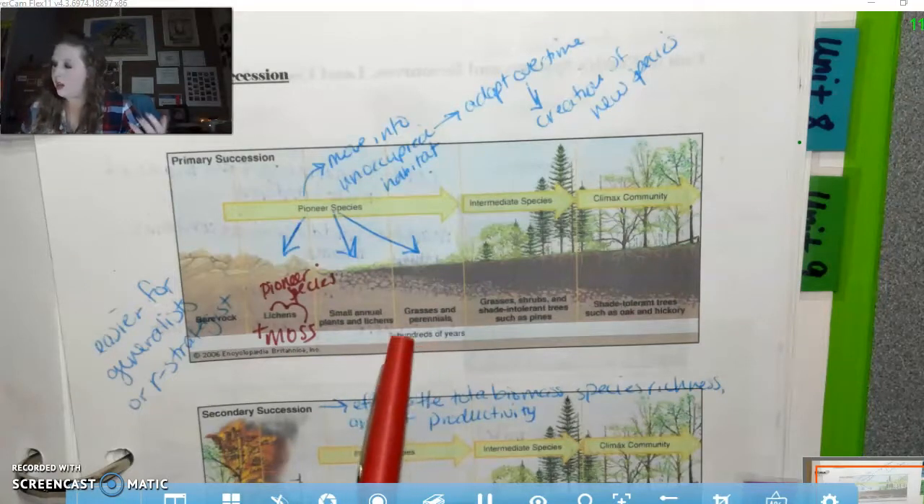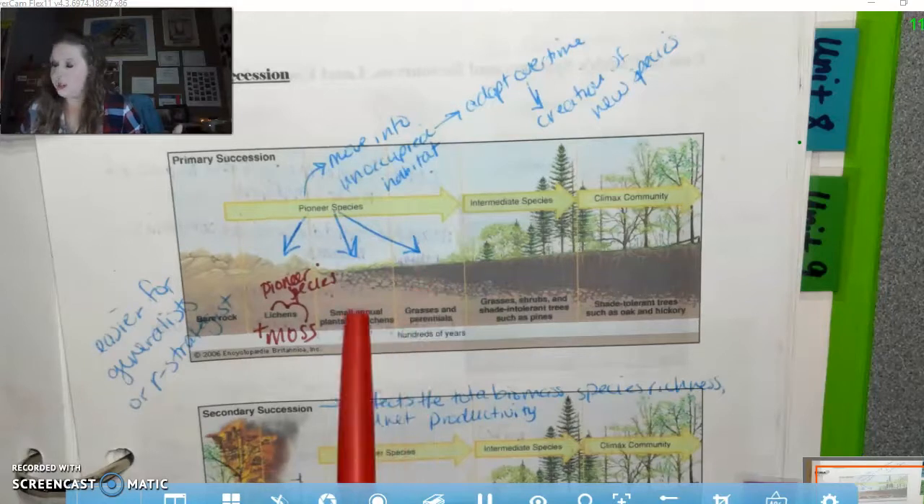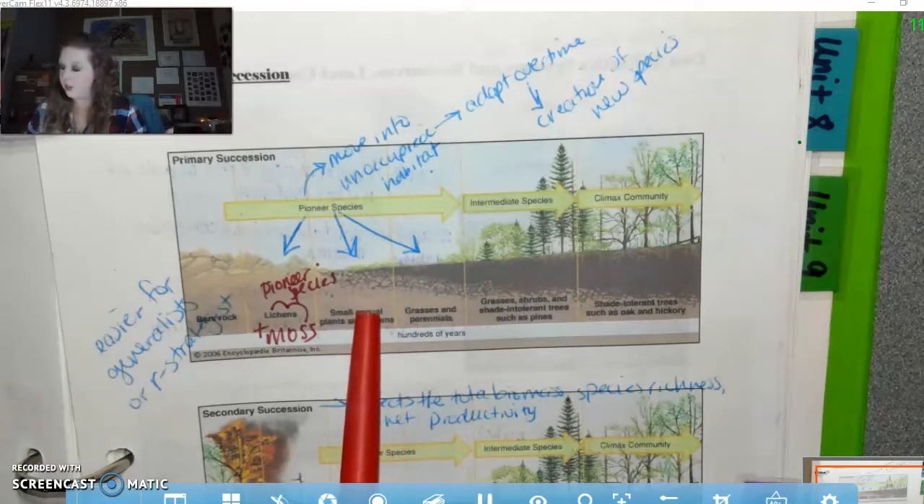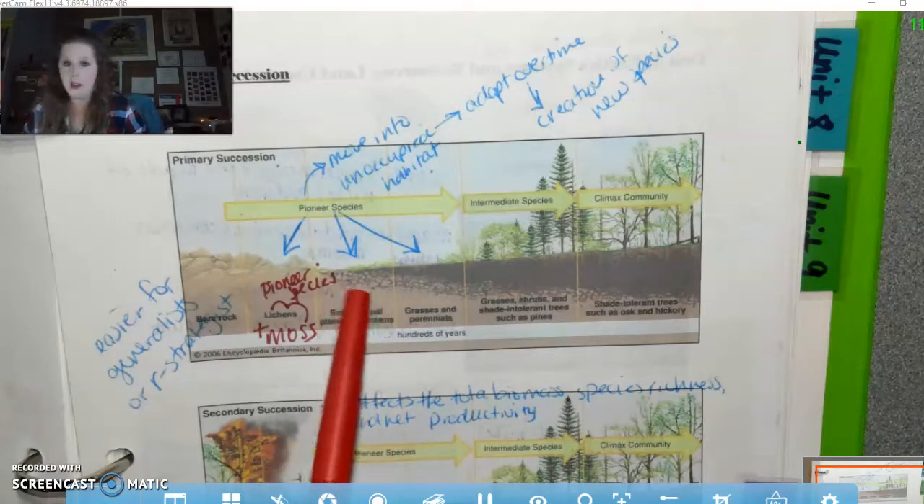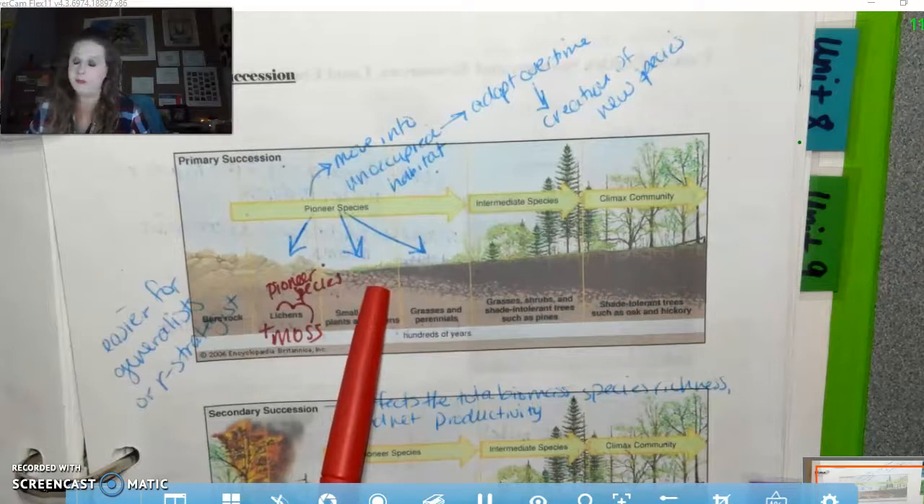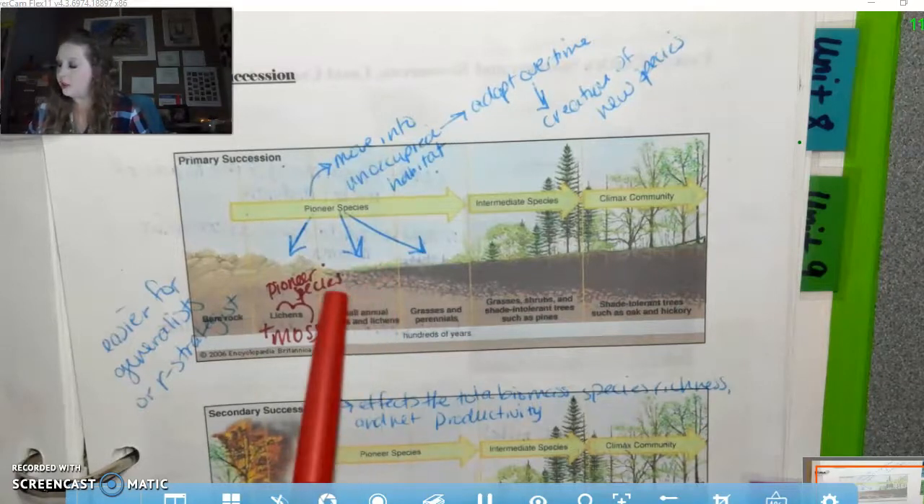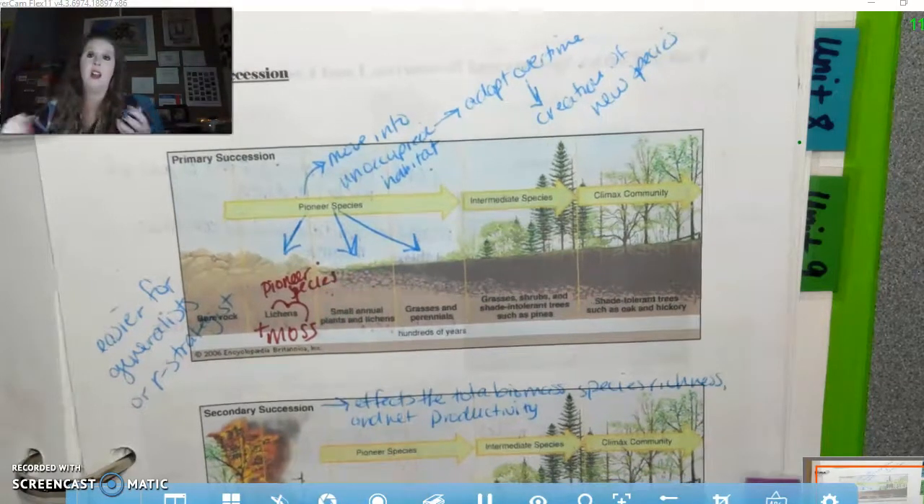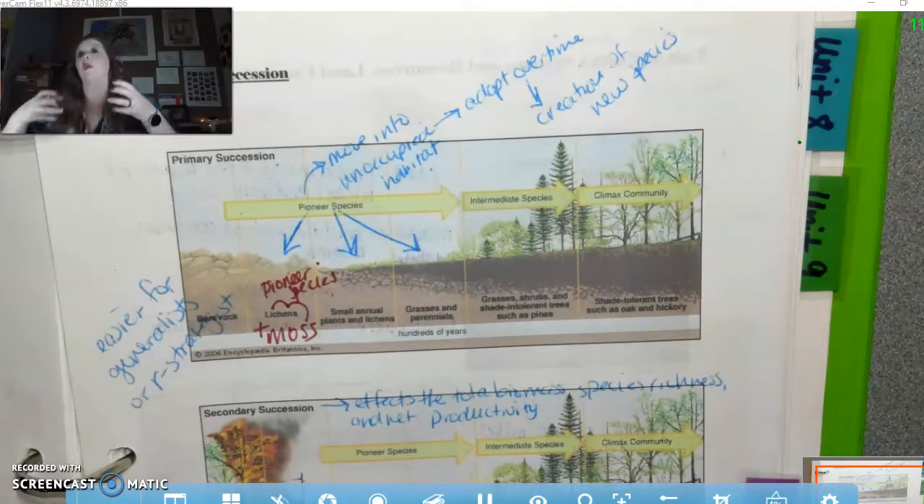So over time, these organisms are going to have to adapt to these conditions. And so you see right here, we have very shallow soil, and over time it's going to grow deeper and deeper, and that's because of decomposition. So when these initial pioneer species die, it's going to put all of those nutrients into the ground, which is going to create more fertile soil, which means more complex organisms can come in.